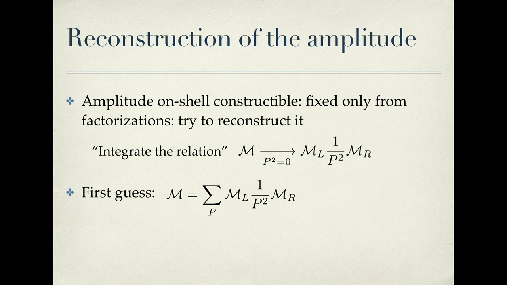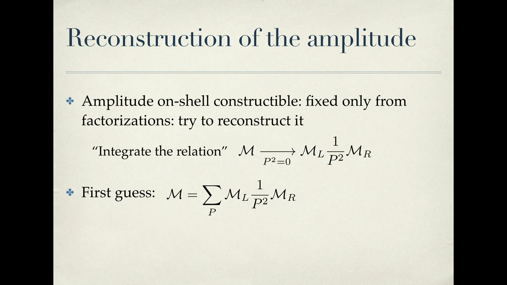And now we want to reconstruct it. So the amplitude is on-shell constructible if only this set of relations is enough to fix it completely. So we would like to somehow integrate this relation. Because here we know that if we go to a special kinematics, P squared is zero, it factorizes, but we want the amplitude for arbitrary kinematics, not a special kinematics.